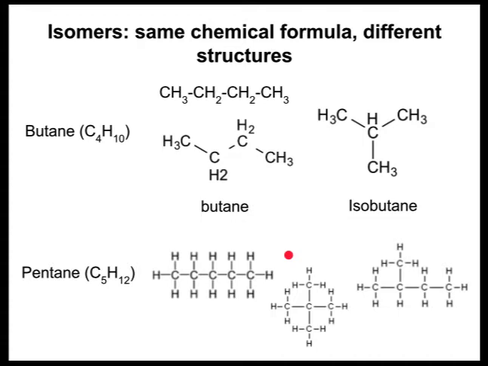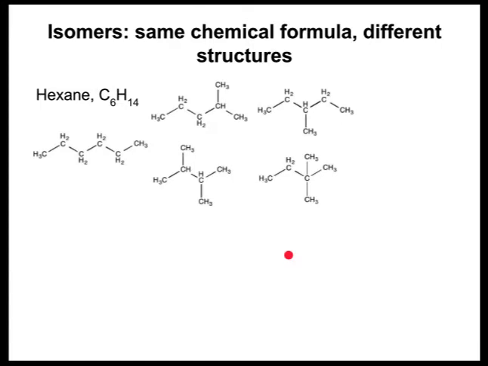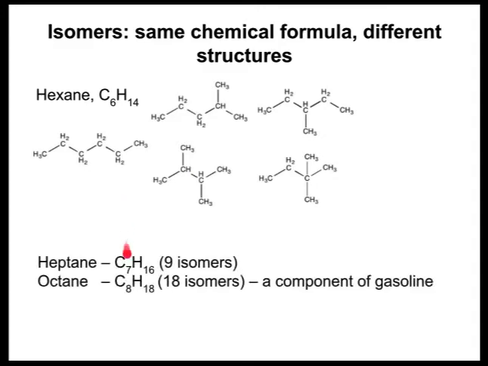Now, if we go to hexane, which is a six-carbon molecule, C6H14, 5 different chemical structures are possible. 1, 2, 3, 4, 5. Once again, I'm going to leave it to you to convince yourself that these are 5 different structures. And things get more complicated from there. Heptane, which is a 7-carbon molecule, can form 9 different isomers. And octane, an 8-carbon molecule, which we mentioned before, is a component of gasoline, can form 18 different isomers.